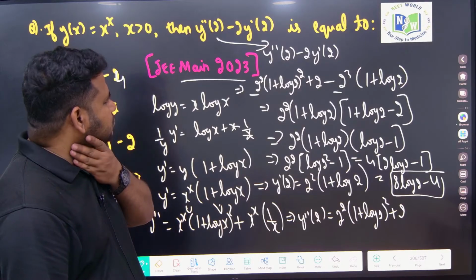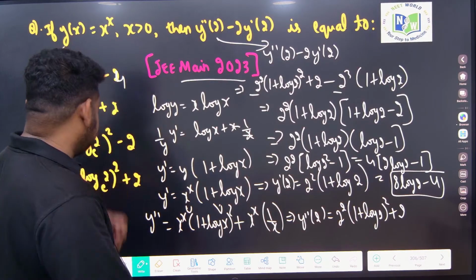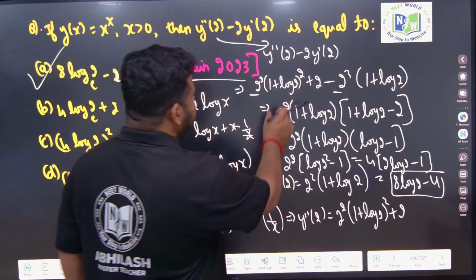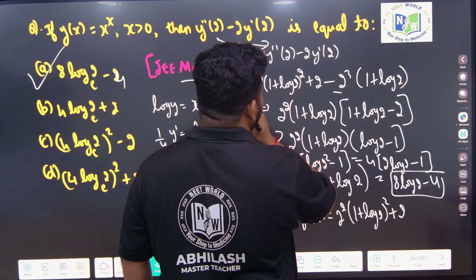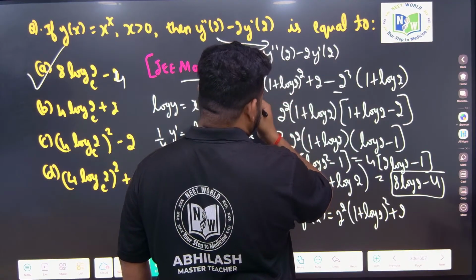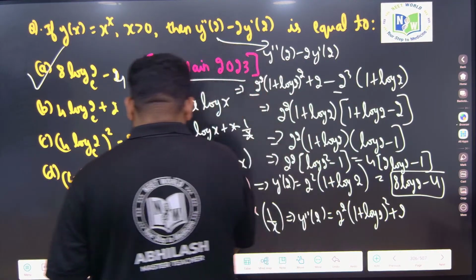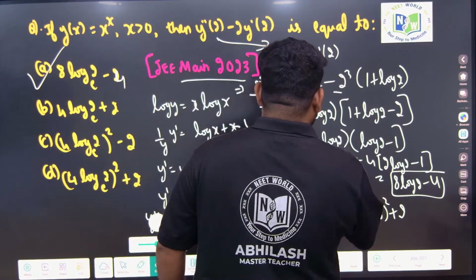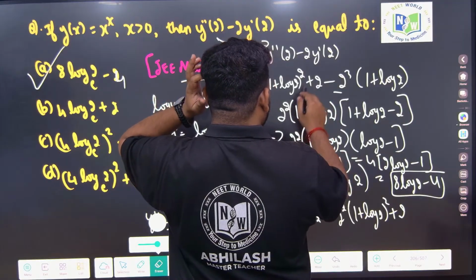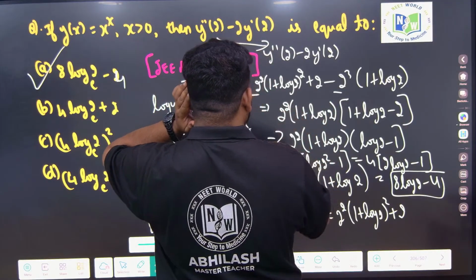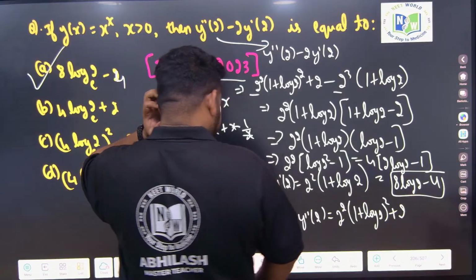Now one more thing we missed out here. Just have a look at it. Here we missed out (1 plus log 2) whole square plus 2. Yes, this 2 we missed out. So let us do this. See here, we are having 2 square into (1 plus log 2) whole square. Okay, 2 square is outside.